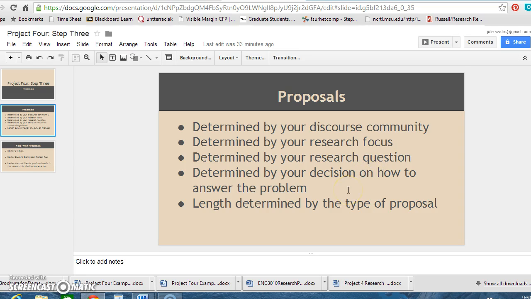It is also determined by your decision on how to answer that problem. Is your proposal for answering that question going to be very systematic and experimental in design? Is it going to be more theoretical in nature? Is it going to be more informative in nature? You need to decide upon that. The length of your proposal will be determined by which type of proposal you decide to utilize.